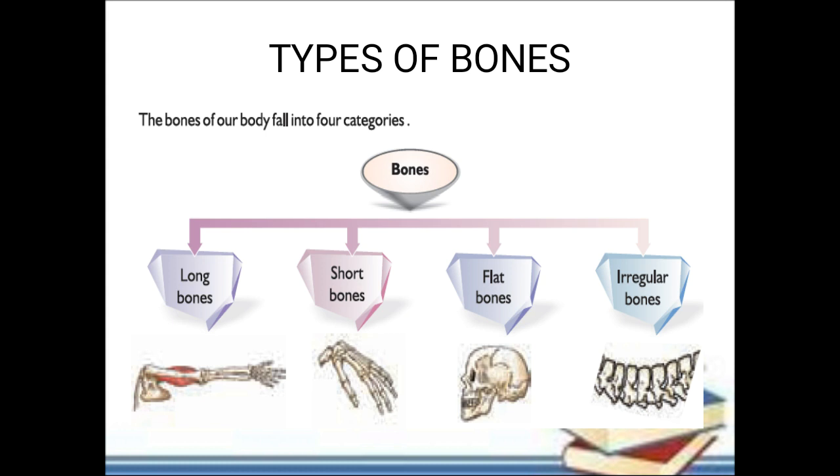Next, types of bones. The different types of bones are long bones, which are present in the upper arm and upper legs, and short bones, which are present in the hands and feet. Then flat bones, whose main function is to protect the vital organs and provide a base for the attachment of muscles. And irregular bones, which are of different sizes and shapes. An example of irregular bones is the vertebrae.